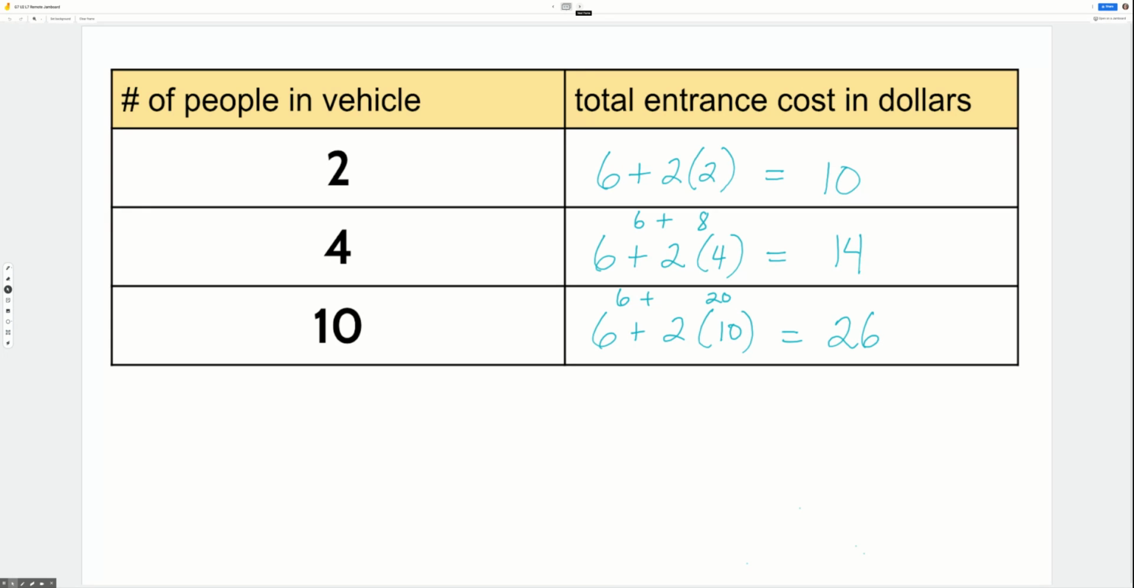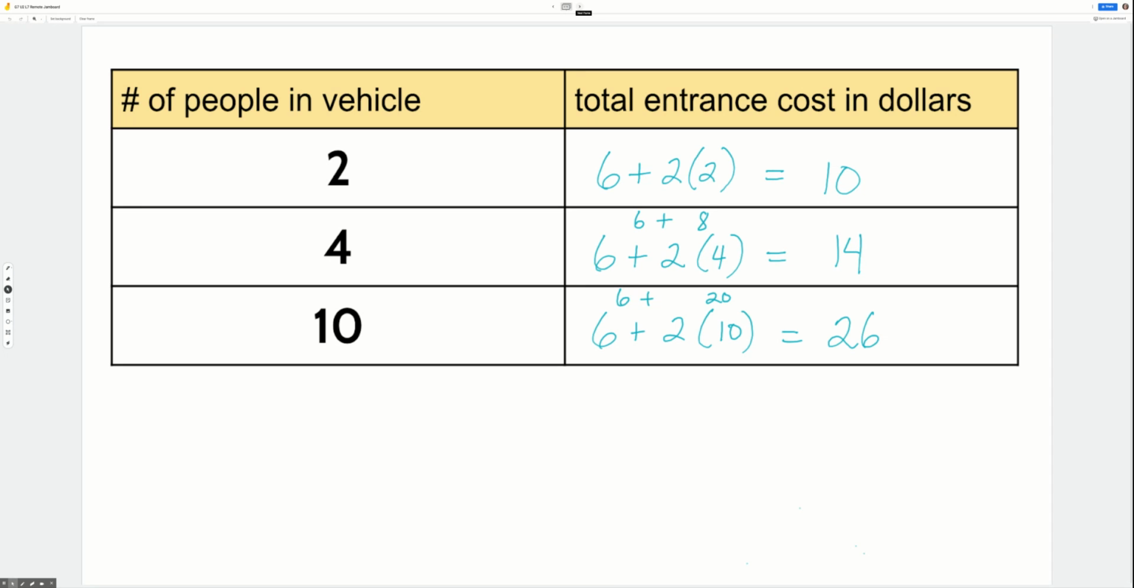So we just finished number 1, filling out the cost per person here. Now it says for each row on the table, if each person in the vehicle splits the entrance cost equally, how much will each person pay? Well, let's take a look.